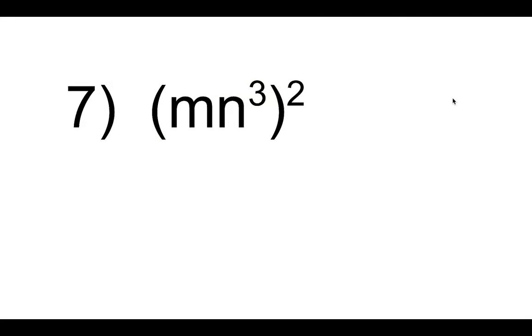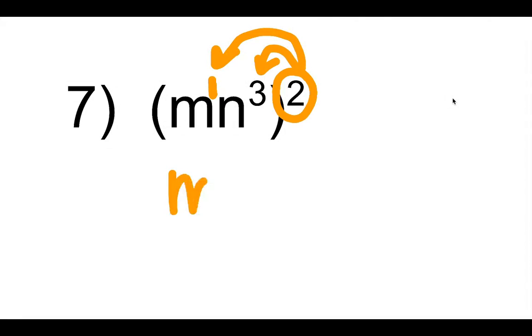Try this one. Go ahead and pause me and we'll go over it. Okay, so if you noticed, m doesn't have an exponent, so it's really a 1. No big deal. I'm going to take this 2 and multiply it by everything. So I've got m, 1 times 2 is 2. And n, 3 times 2 is 6.